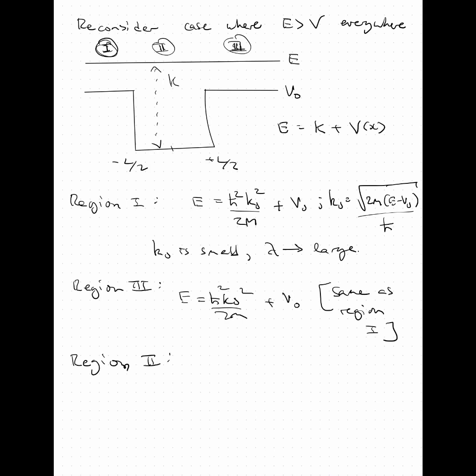Region 2, E is equal to h bar squared k squared over 2m, where k, as you remember, is root 2m E over h bar squared. Okay. And interestingly here, k is going to be large. Certainly larger than the case for region 1 and 3. Therefore, the wavelength will be small.